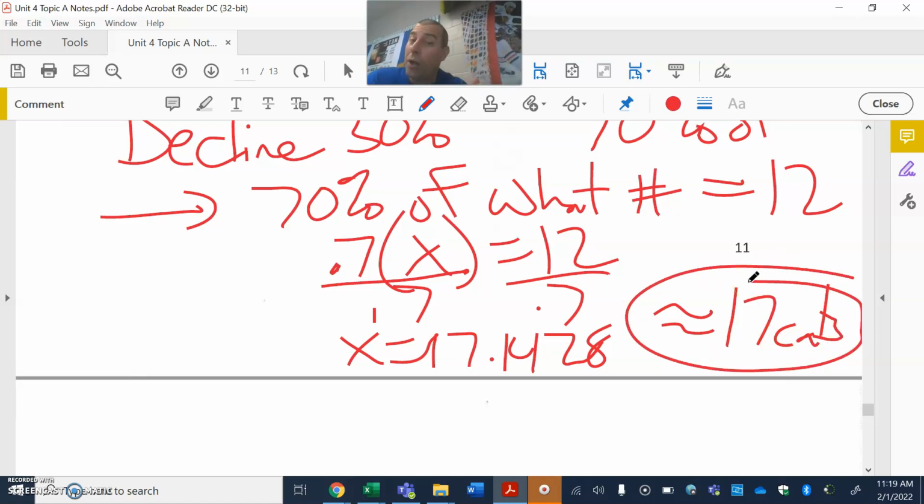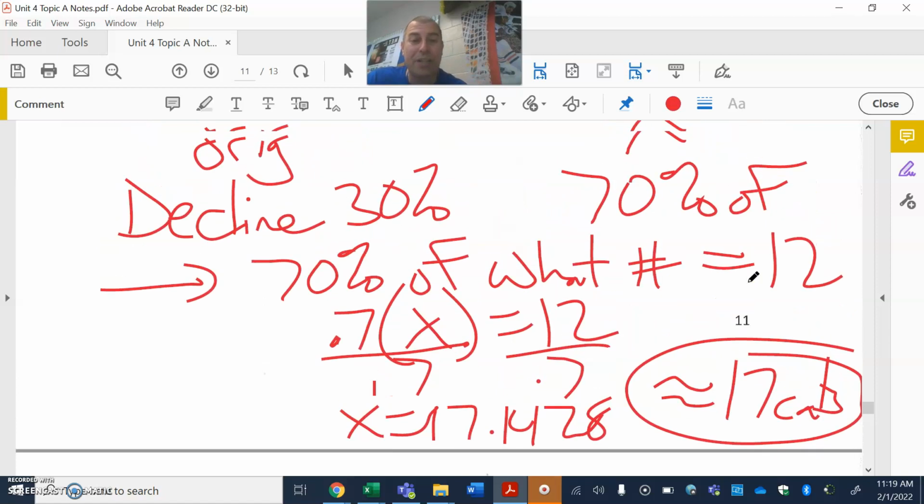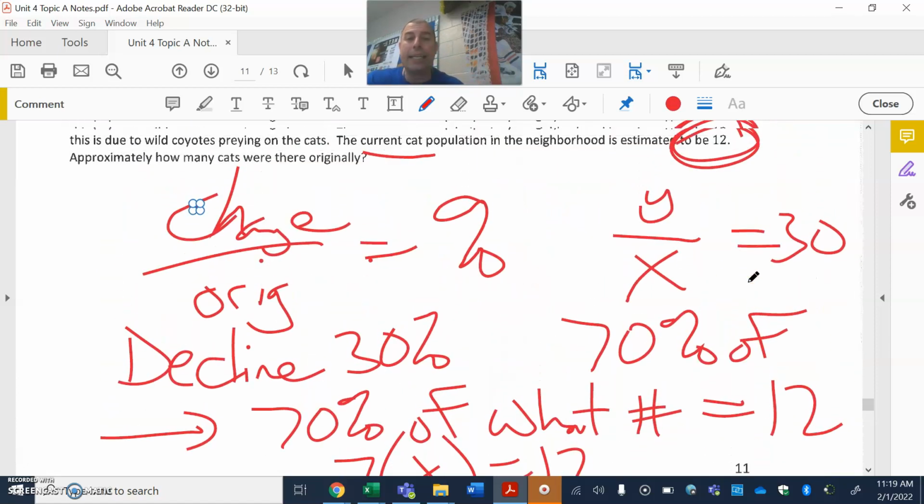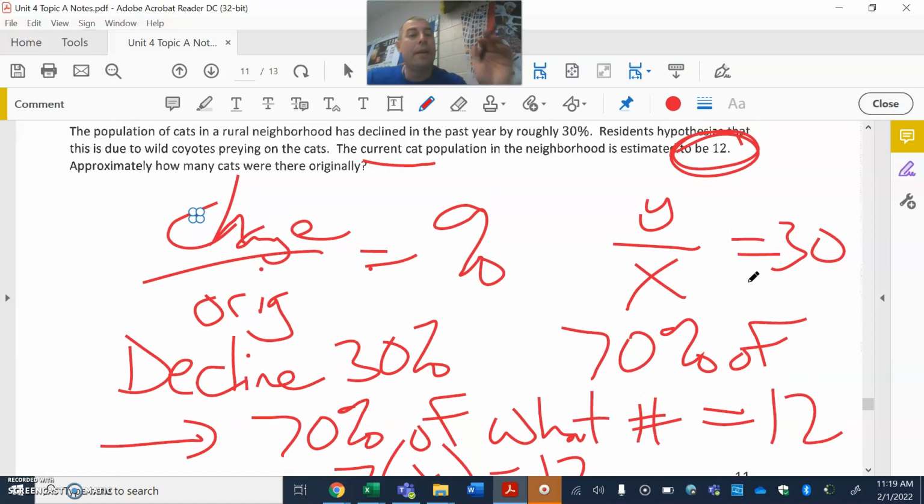Quality question there. And again, we want to understand that, hey, you just can't grab and chuck things in. You've got to make sure that it's matching up with the information that you've been given.